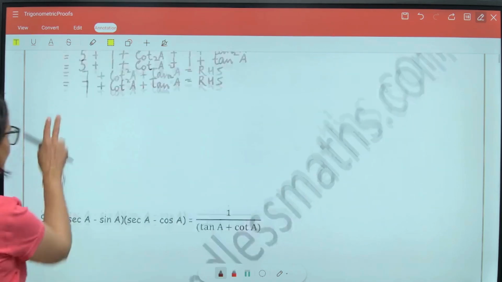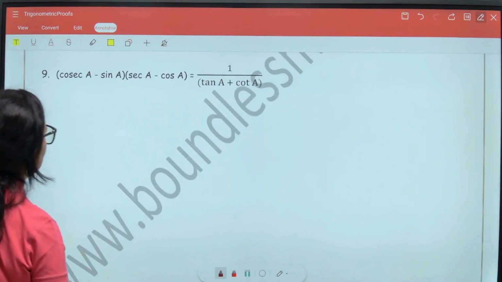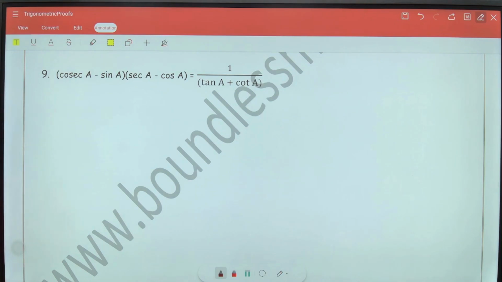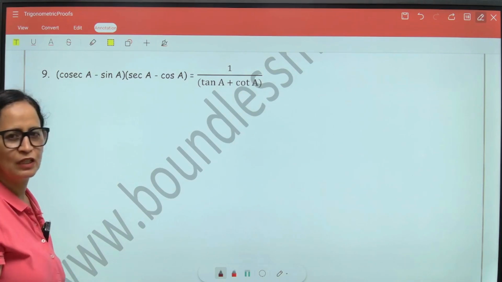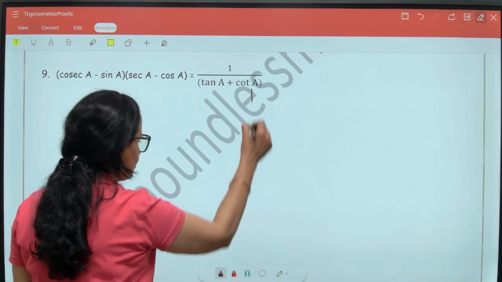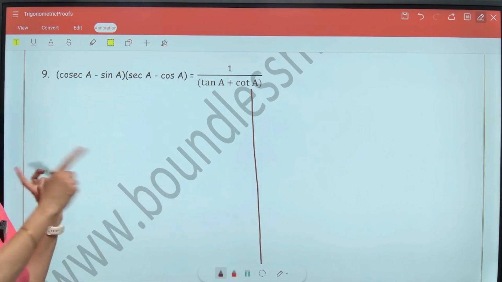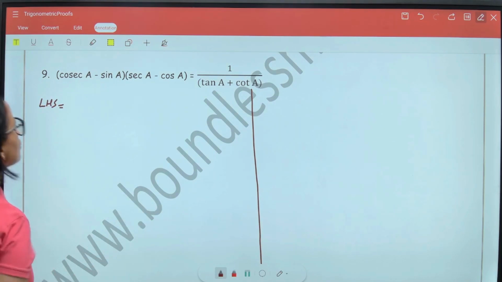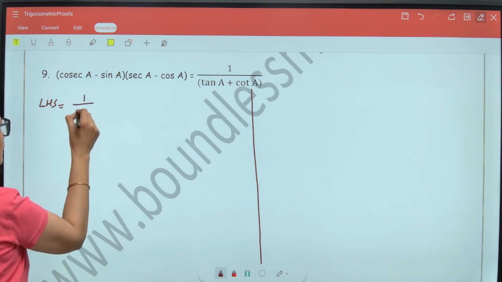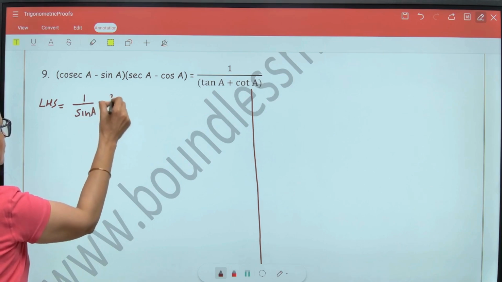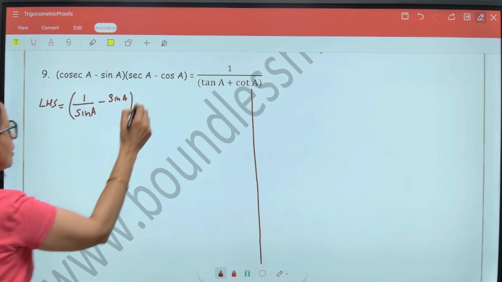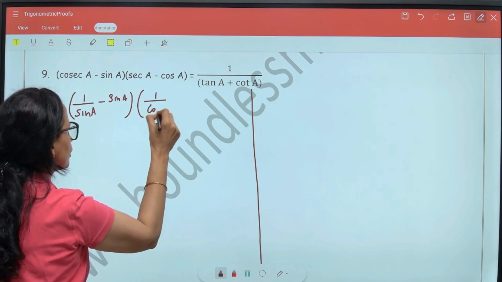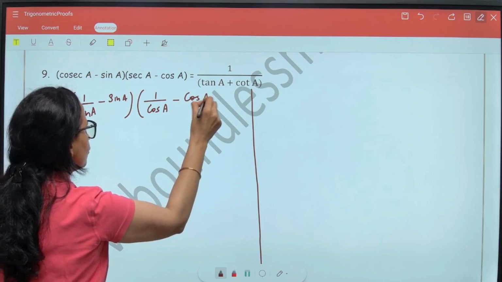Wonderful. So let's move to the next question, question number 9. Now here on the right side we have tan and cot, on the left side we have cosec, sin, sec, cos, everything. So the right side is not a simplified version of sin and cos, so that means you should divide your space into 2 parts and simplify left and right side separately. So what is the left hand side? Convert everything to sin and cos and simplify. Cosec is 1 by sin A. Sin is sin A only, leave it as it is. Then sec A is 1 by cos A, and cos A remains cos A.